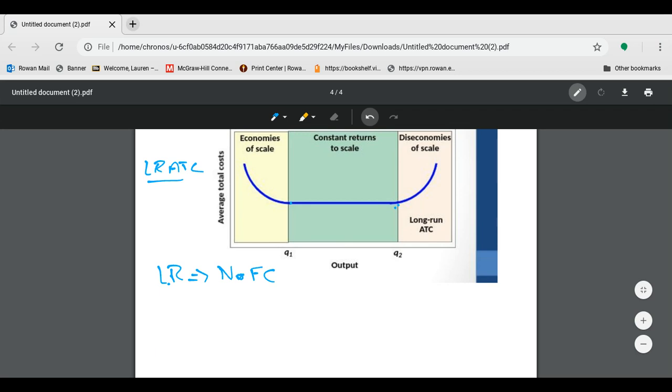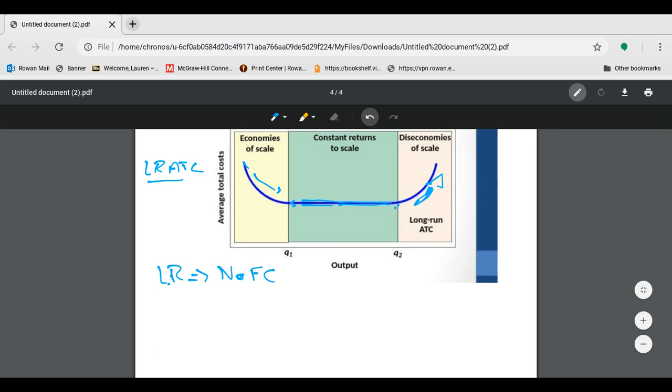And we have different categories here, different colors. The first one says economies of scale, constant, and then diseconomies. So the order of these always happens at the same time. The economies of scale happens first when average total cost is falling. Constant returns to scale happens when we have a flat section. That means our average total cost is staying the same. And then diseconomies is where our average total cost increases. I'll explain a little bit in a second.